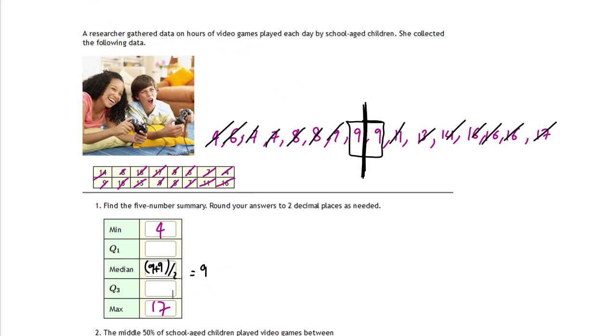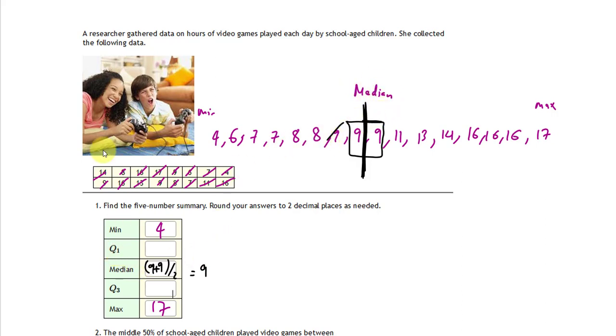Alright, so let me erase the black marks here so that I can do the next questions. Oops, that is 16. So this is your max, this is your min, this is your median or your Q2.